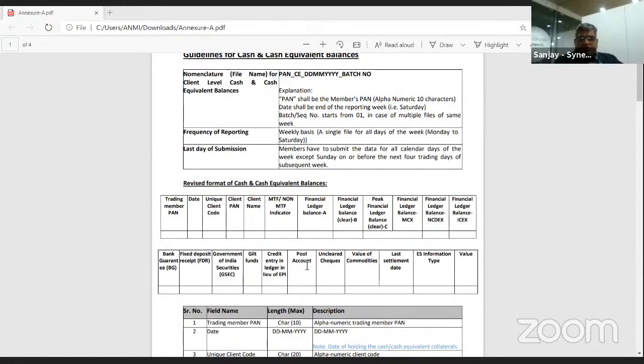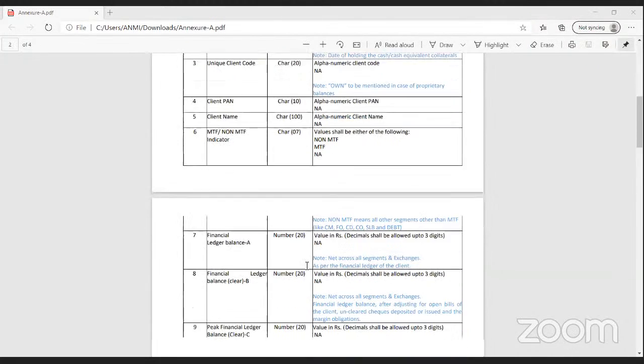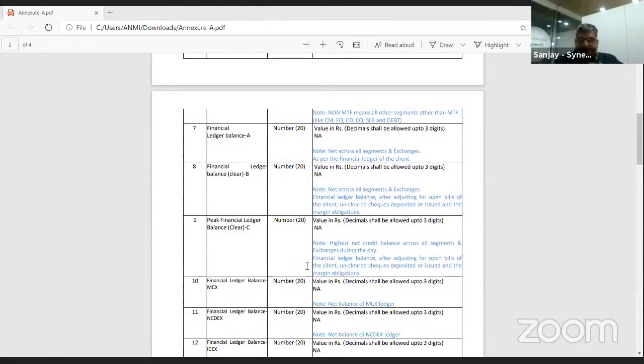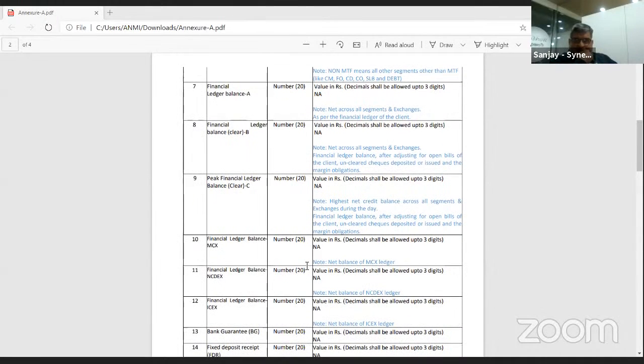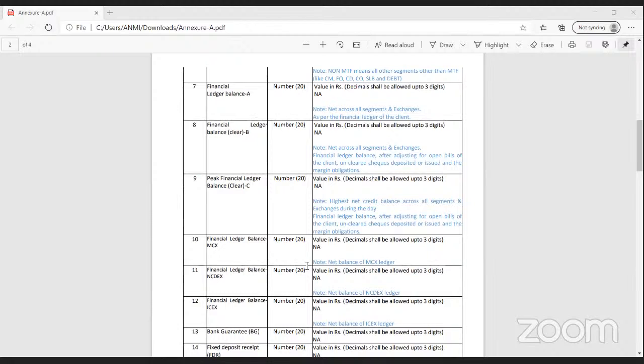Aditya, just show column number 9, if you could scroll down a bit. Yeah, that's it. So in column number 9, the member needs to report the highest net credit balance of the client across all segments and exchanges. Clear balances you are already calculating for column number 8, and peak clear balances you are again calculating for margin reporting purposes. The same peak clear balances you need to report here.